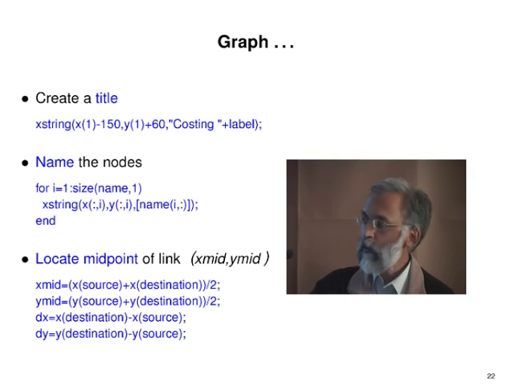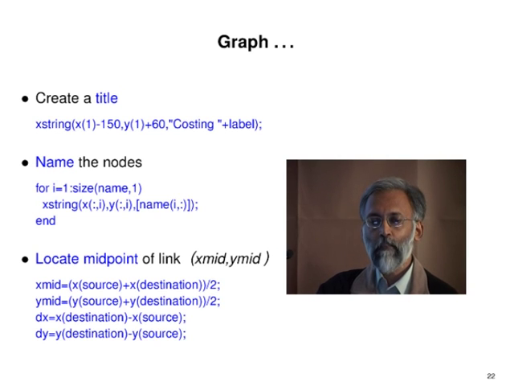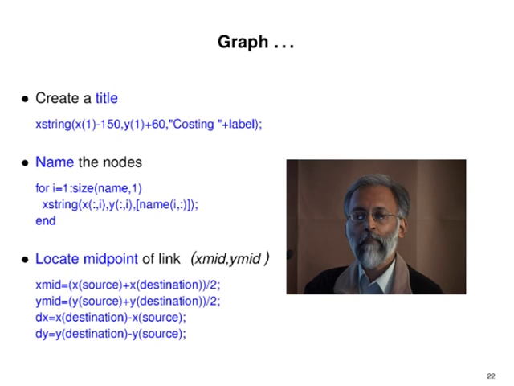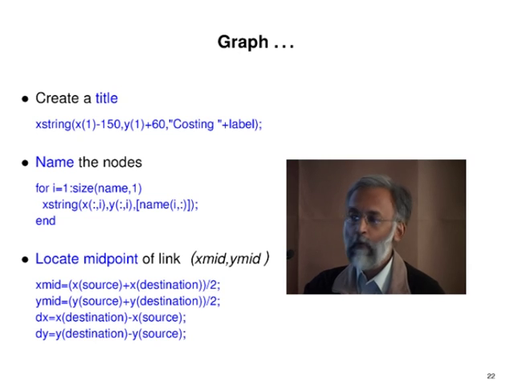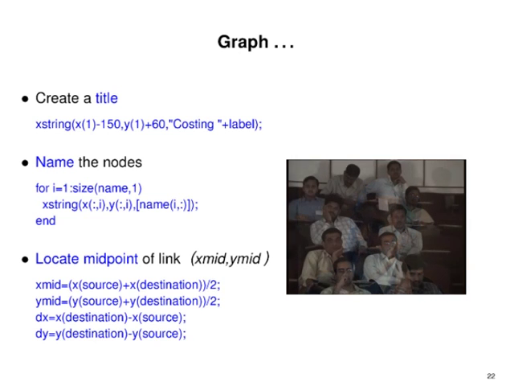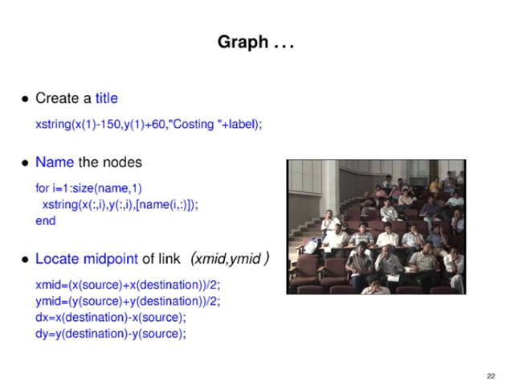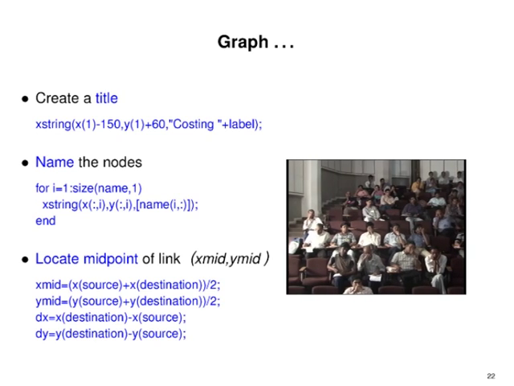Now, I'd like to name the nodes. Well, naming the nodes is very simple, because I know where my cities are, because I use that to plot my graph. I just put a name next to it. But putting the information on the link is a little harder. First, I locate where the midpoint of the link is. Then I locate the vector that shows me the direction of the link.